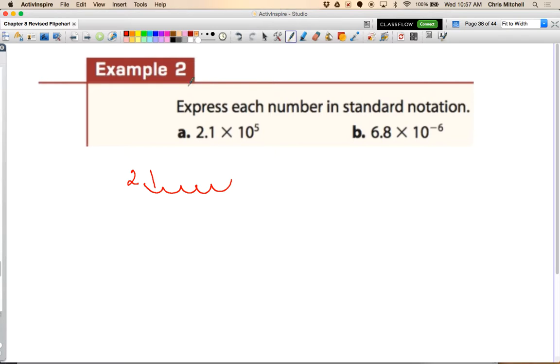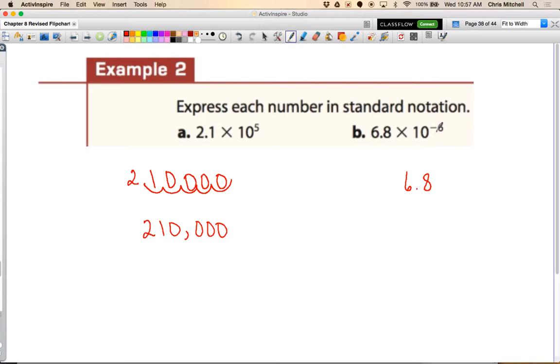You could say these are like zero holders. So we can put 1, 2, 3, 4. So now I'm going to write the number. And that is my answer, 210,000.